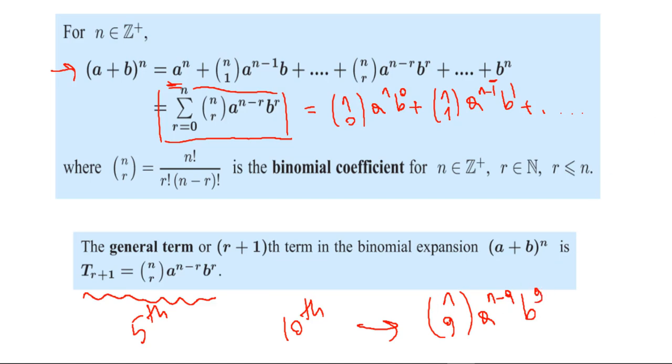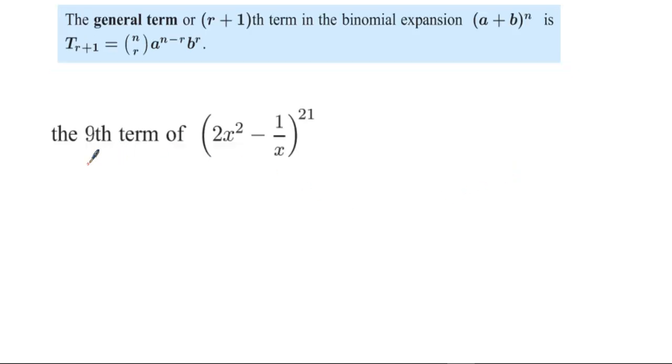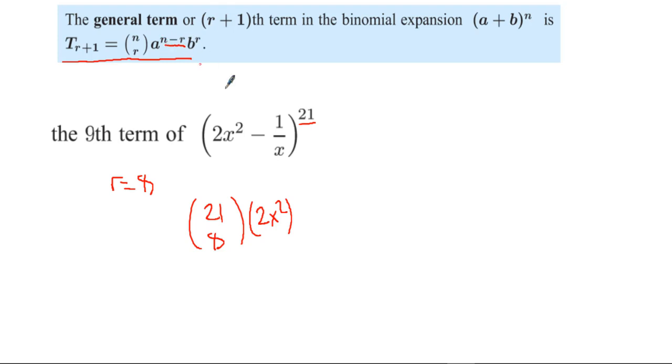Okay, so let me show in application. Here you have: find the 9th term of this expansion. It's to the power 21. So I'm not going to open one by one. Instead, we can use these relations. What does it say? If it's the 9th term, r will be 8. So it will be 21 combination 8, 2x squared, our first term, to the power n minus r, so 21 minus 8, times the second term, minus 1 by x, to the power 8.